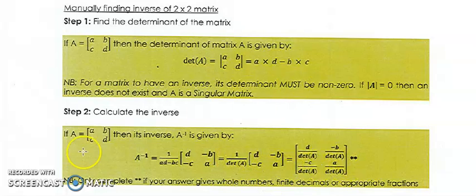Now, you will only complete this, these little 2 stars, if your answer gives whole numbers. You will also complete it if it gives finite decimals or appropriate fractions. Alright, let's look at an example.